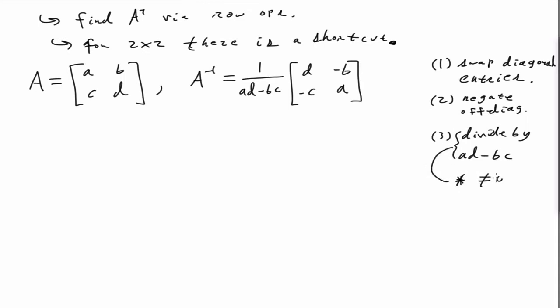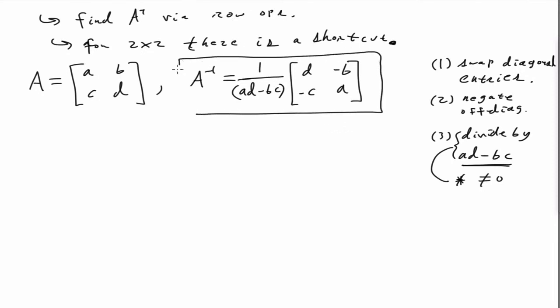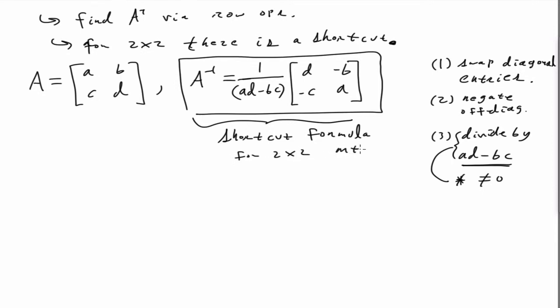And there's one thing we need to be clear about here. It can't equal 0, obviously. This thing has to be a non-zero number. Otherwise, A inverse doesn't exist. And we'll see later that this computation has a special name. But for right now, we'll just remember that this is the shortcut formula, and that it only works for 2 by 2 matrices.